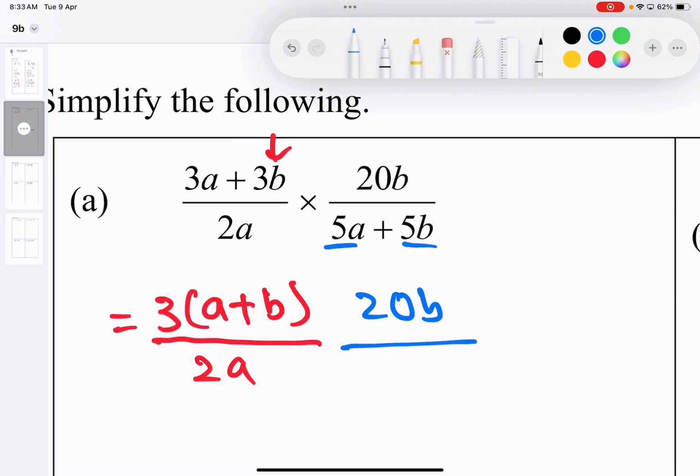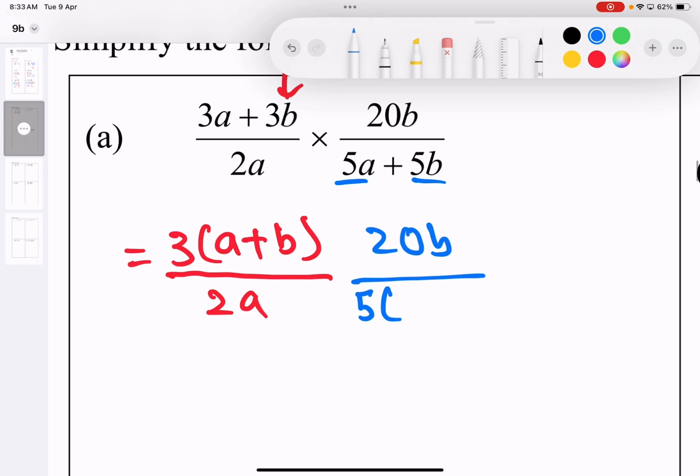The bottom, 5A and 5B, these two that have a plus. Can you see what is common among these two? 5. So I can pull out the 5. If I pull out the 5, I'm going to be left with A plus what? Plus B. That is the first thing I see. The next thing, can you see that I have an A plus B on top and an A plus B at the bottom? If I have the same thing on the top and the same thing at the bottom, what can I do? Cancel it away. So the first step, cancel this away.